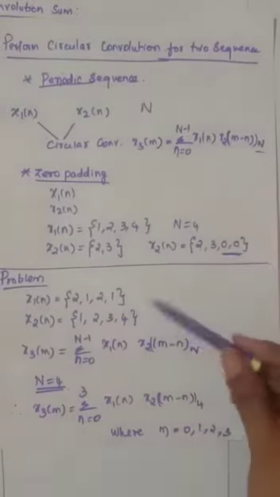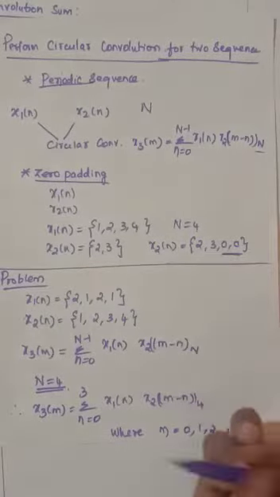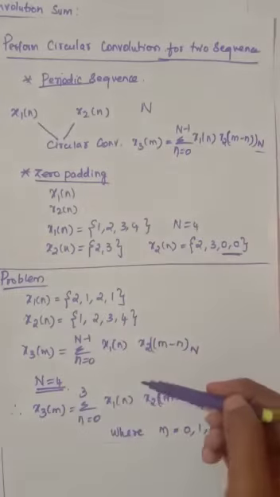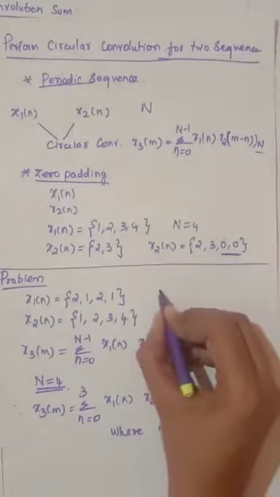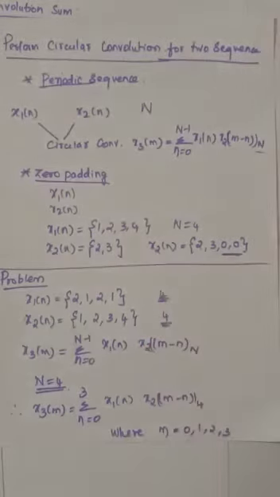Now we will see one problem in order to perform circular convolution. Consider the two sequences x1 of n and x2 of n given. We need to perform circular convolution. First we need to check the length of the sequences. Here the length of the sequence is 4, and here also the length is 4. So there is no need to append zeros.